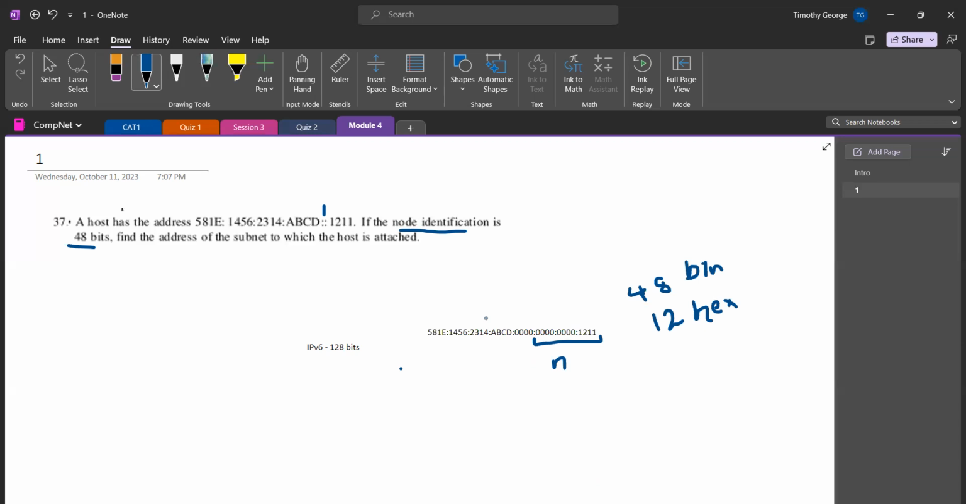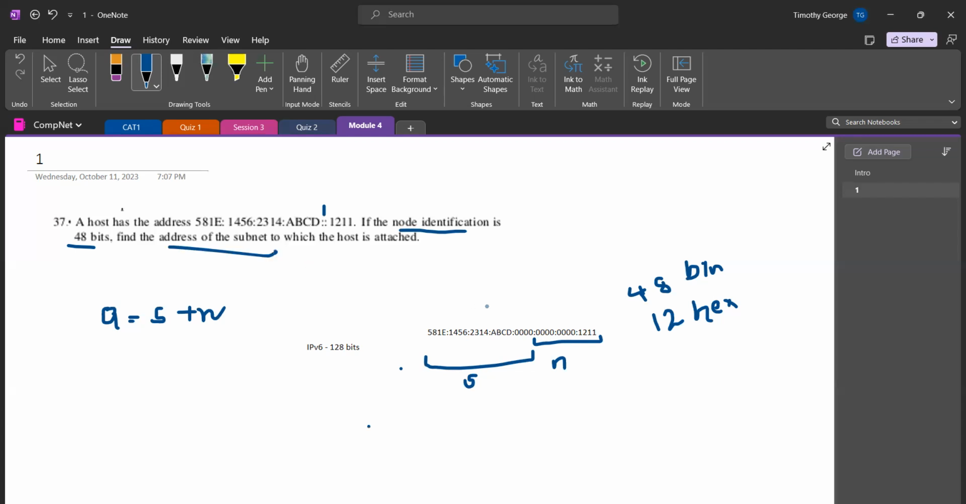Right? And then you have the node. So you should know an address is made out of a subnet part and a node part. So once you know how much is the node, this much is the subnet, the subnet part of the address. Now the question here says, find the address of the subnet.